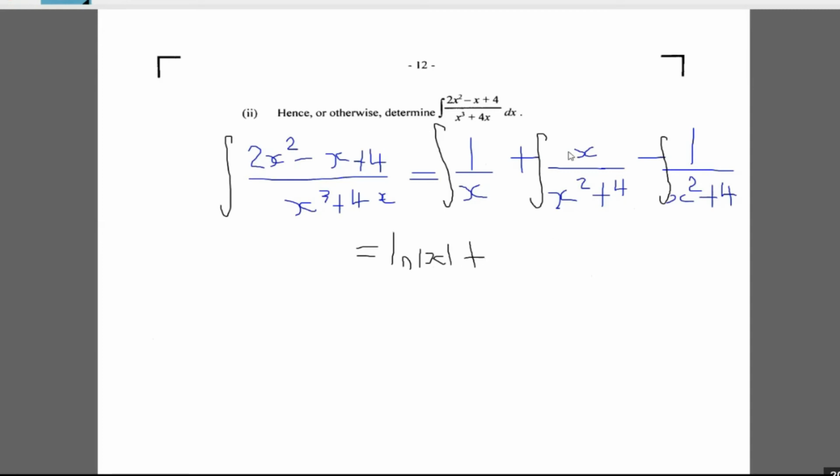Plus, now to integrate this, the differential of the denominator is in the numerator, but we need a 2 right here. So we're going to put a 2 right here and put a half on the outside, right? So we don't change the value. Now that the differential of the denominator is in the numerator, it becomes a half ln the denominator, a half ln x squared plus 4.